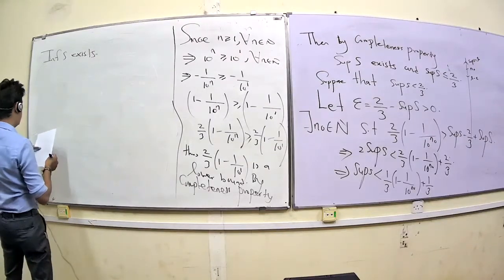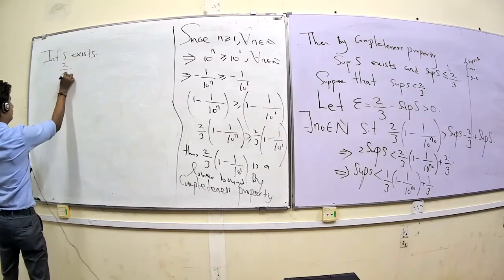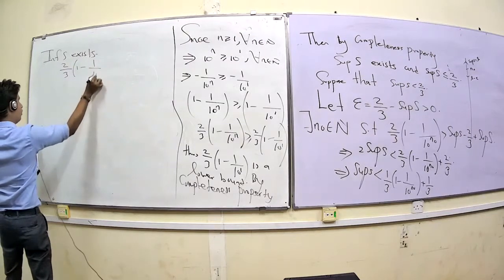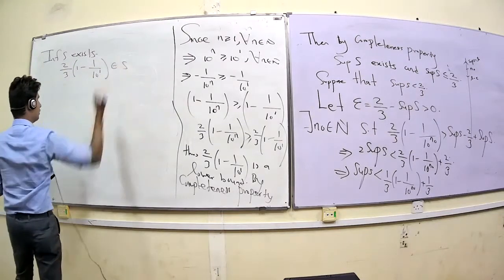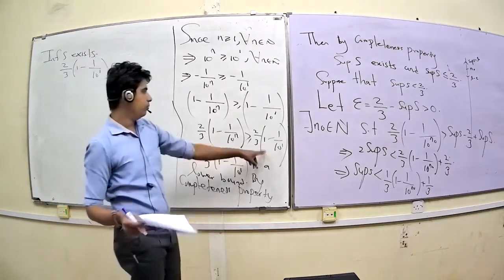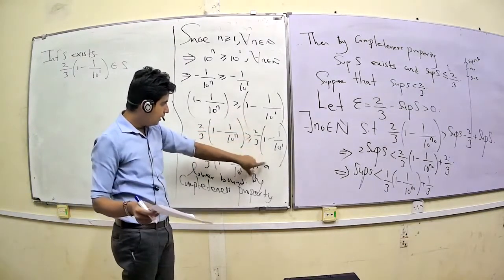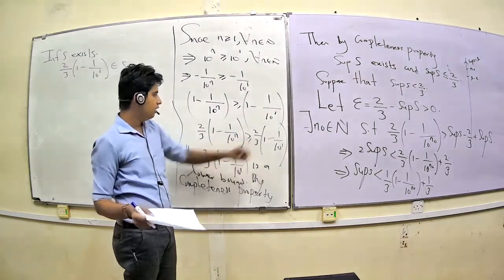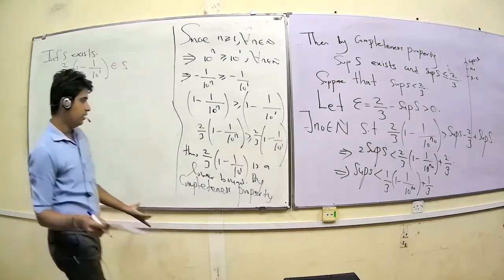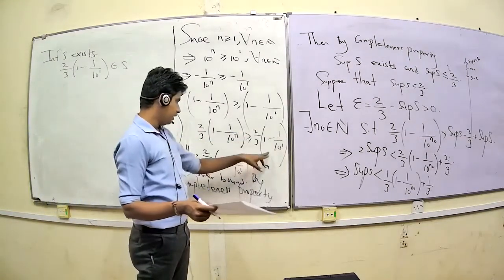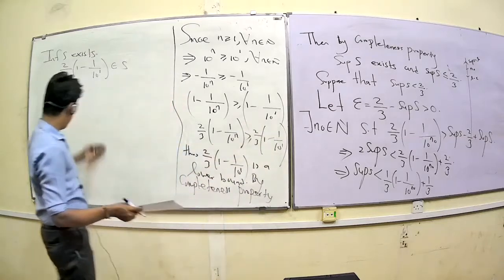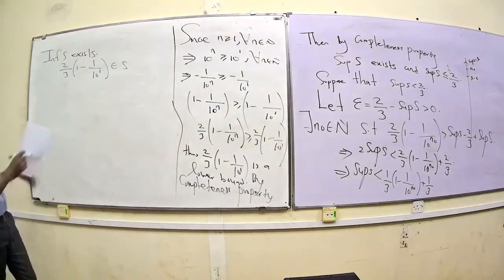Now you know that this element, 2 by 3, 1 minus 1 over 10 to the power 1, should belong to S. This one also belongs to S, and this one also belongs to S. But this one is the least. Sorry, this one is the greatest lower bound.